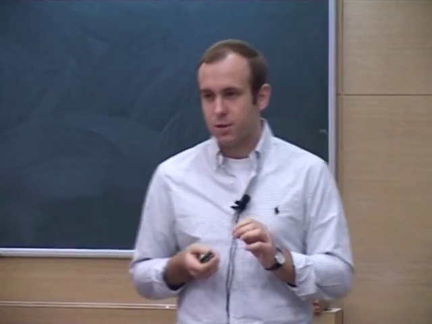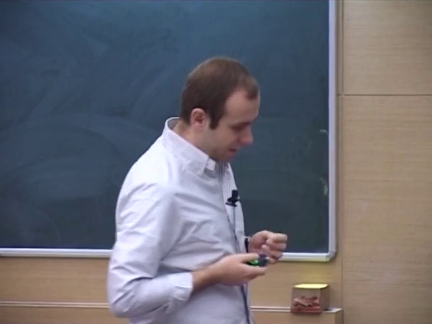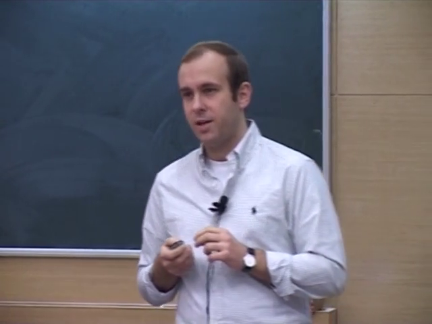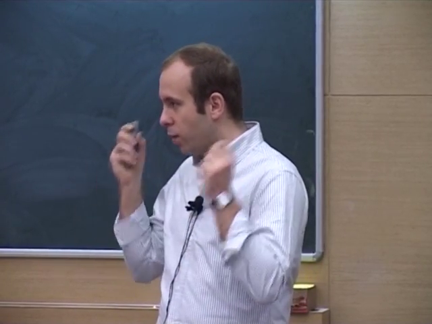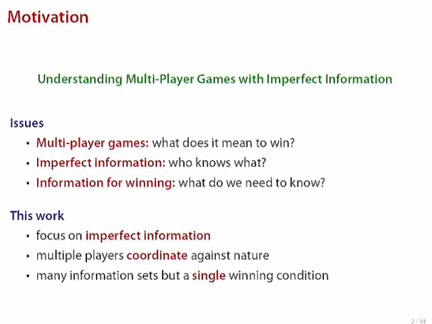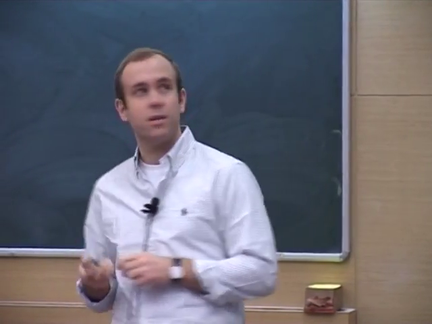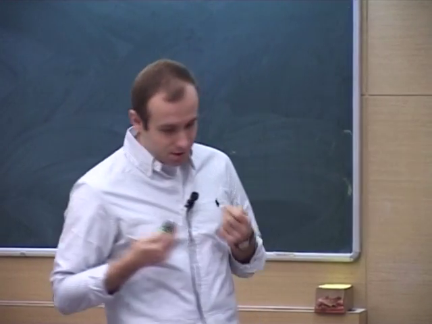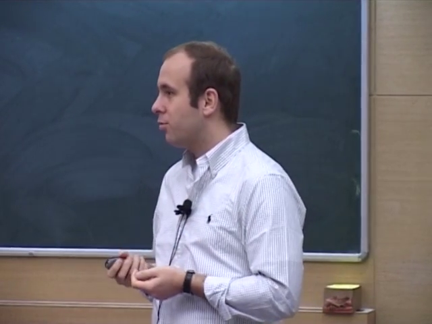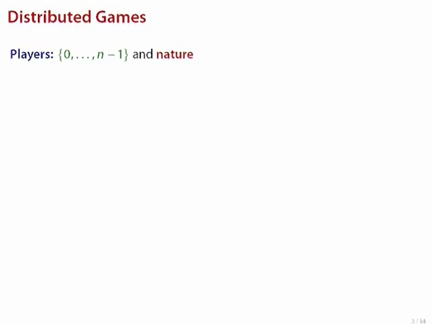So we wanted to focus on the issue of imperfect information. So we decided to study a special kind of multiplayer games where you have N players, but they all want the same thing. They have just one goal, a common goal for all the players. And they have to enforce it against nature, so against one adversary who knows everything, has perfect information, and can do everything. And so this problem maybe directly reminds you of distributed synthesis, and that's why we named the games distributed games. So let me introduce them a bit more formally.